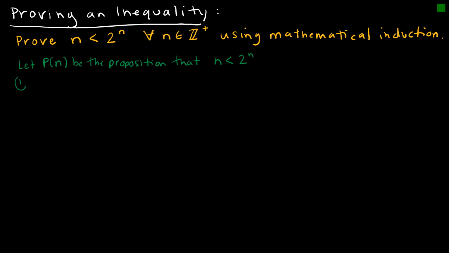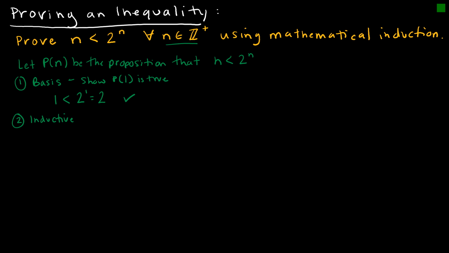Then we do our basis step. And again, we're dealing with positive integers, which means I'm starting by showing that p of 1 is true. And so here I'm going to let n equal 1. So I'm saying 1 is less than 2 to the first, and 2 to the first is 2, and that is true, so the basis step is complete. Then I have to look at the inductive step.